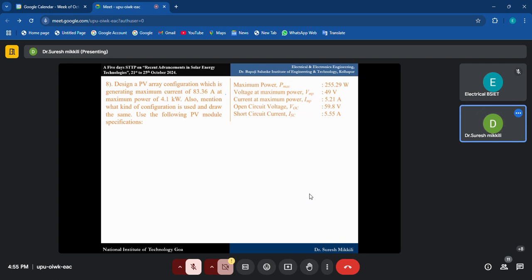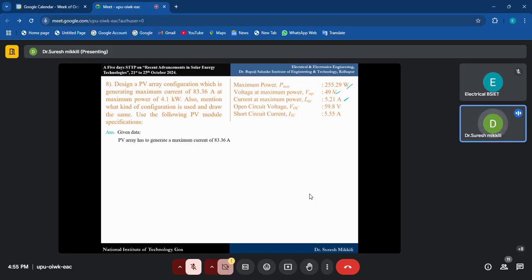Per module voltage and current are given. Voltage at maximum power, VMP, is 49 volts. IMP is 5.21 amperes. VOC is 59, ISC is 5.5, and P maximum is 255.29. Now, how to calculate? Can you tell me?